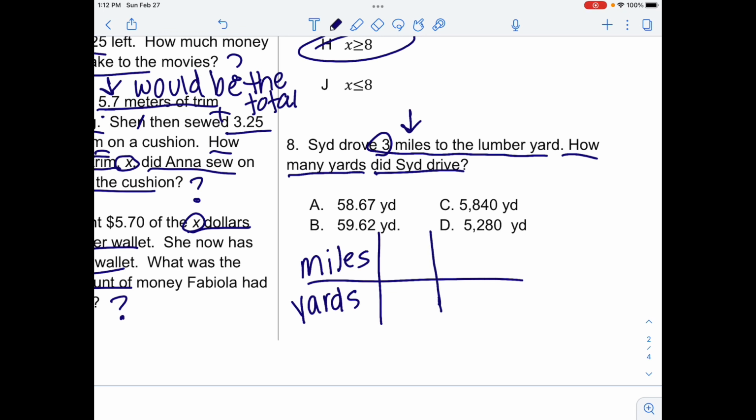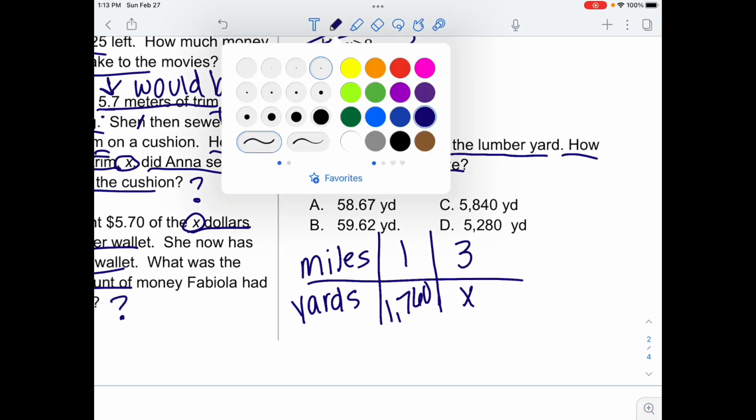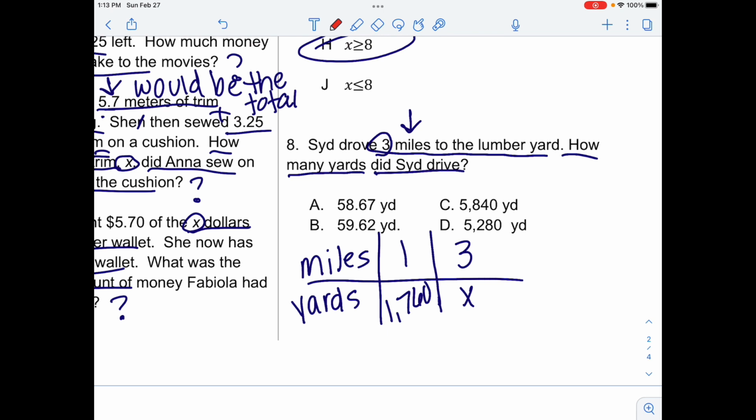So how many yards are in a mile? We have 1 mile to 1,760 yards. And we want to know how many yards are in 3 miles. So how do I go from 1 to 1,760? I multiply by 1,760, and what I do to one side, I do to the other. Alright, so go find your answer. Okay, good job. Your answer is D.